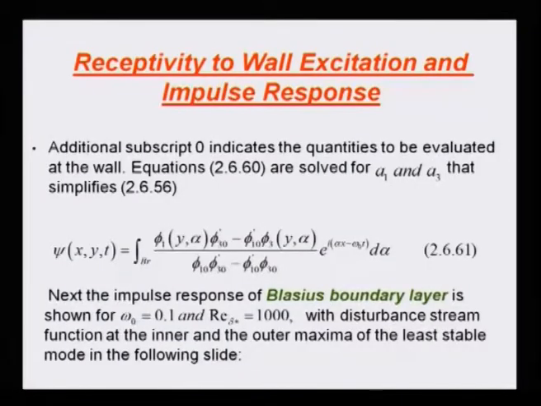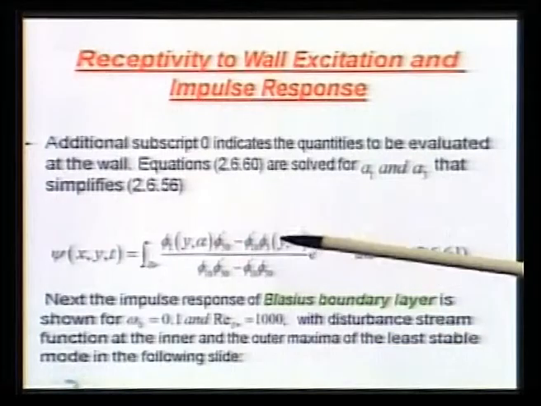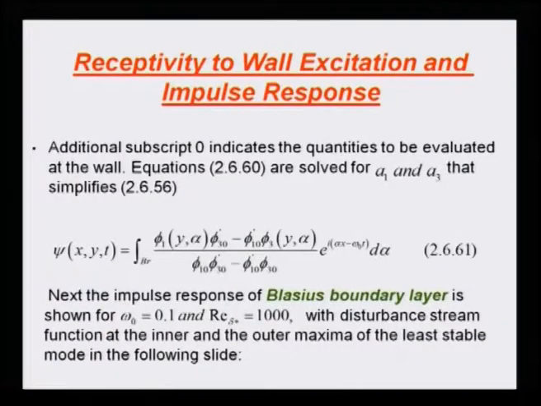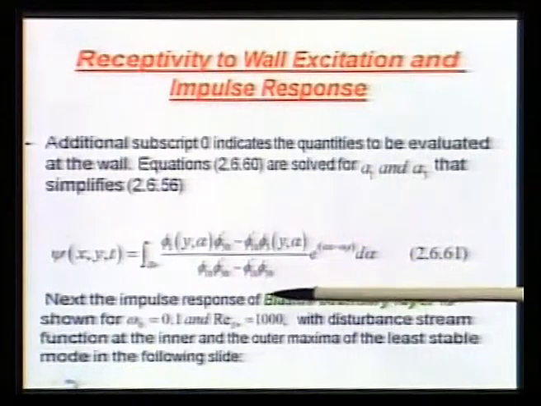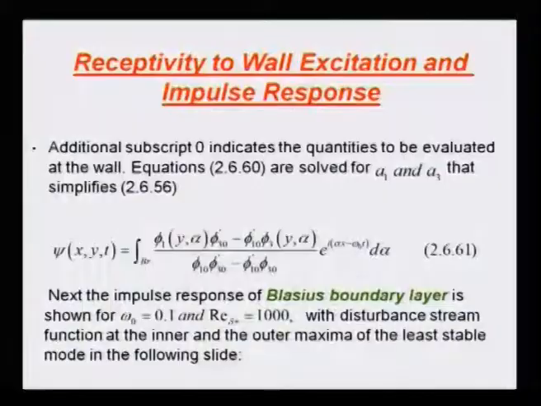Now, you can very clearly see the role of the dispersion relation. The dispersion relation works like an amplifier, because it is in the denominator. So, in the neighborhood of the eigenvalue, what does it do?